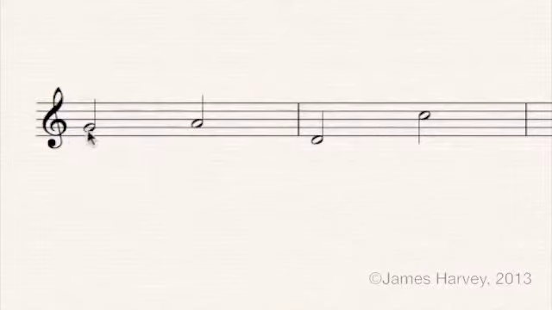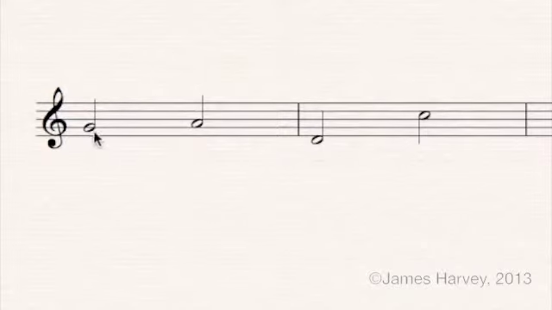This is a second from G to A. So G, A, 1, 2. That's a second. Number size of 2. Number sizes that are even, 2, 4, 6, 8, will be in different parts of the staff.